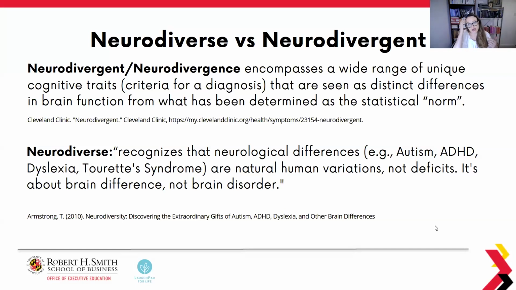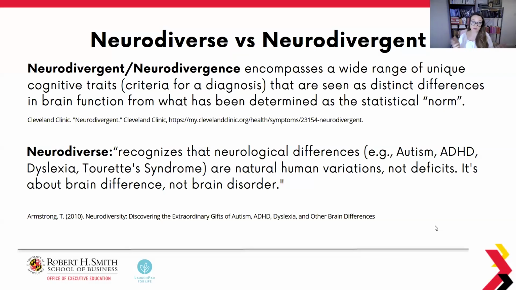Typically, we think of these as being criteria for an actual diagnosis as one of these conditions. And they're usually seen as distinct differences in brain function from what the statistical norm is. So sometimes folks will say, well, I also struggle with some of these same challenges, but I'm not neurodivergent. And it's because it just depends on how many of these different traits someone struggles with in order to meet the criteria to qualify as neurodivergent. But these are a lot of differences that occur just naturally in people.